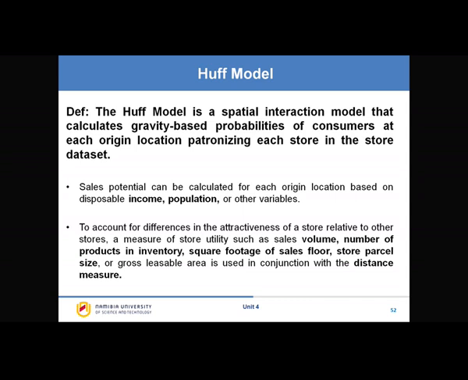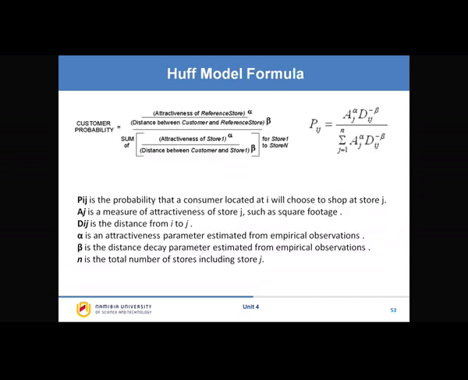There are many elements which can define the attractiveness of the store, like the sales volume, number of products, inventory, square footage of sales floor, store parcel size, and many others. So this is the basis for the formula. It's a very simple formula where we have the probability of one customer, which is the customer i, to buy in one specific shop, which is the shop j.